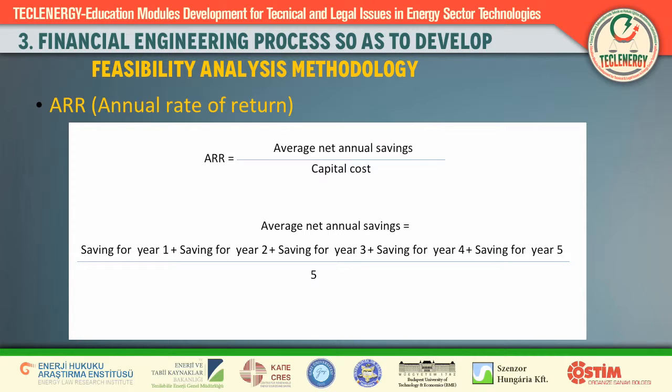Up to this chapter, it was explained how to model the calculation content mathematically of the saving value. In this chapter, the second phase will be represented. Critical financial instruments will be introduced. First one is the annual rate of return, that is the ratio between capital cost and average annual saving value of investments.